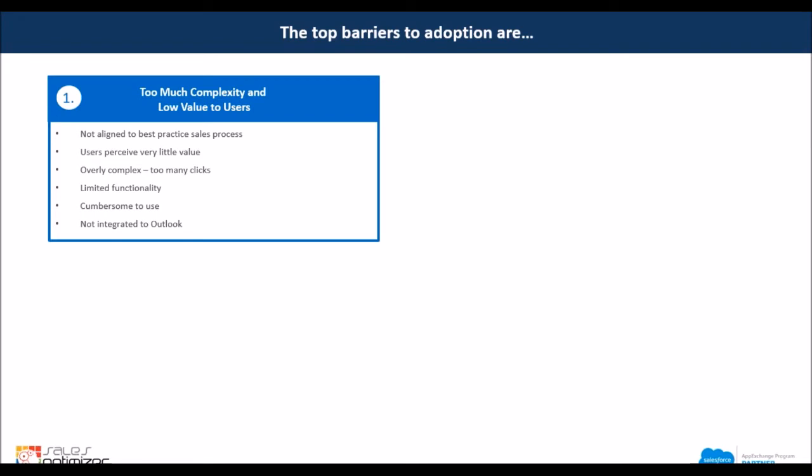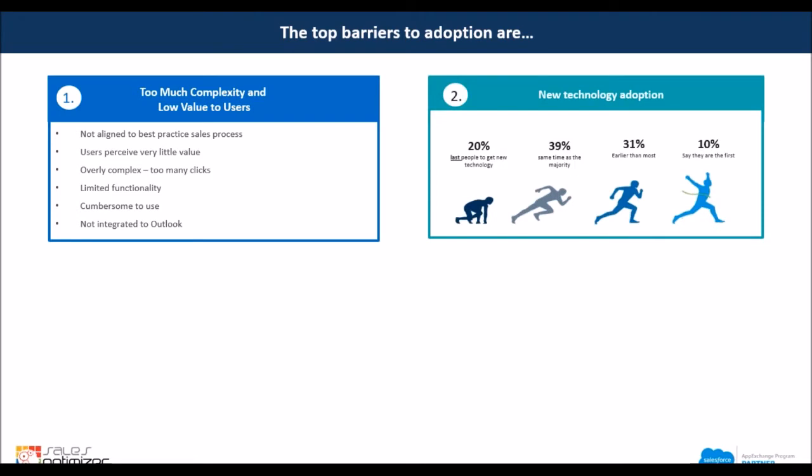So the first is this idea that there's too much complexity and too low value for the users. It's important that part of your transformation address these two issues and ensure that the design and implementation has the appropriate amount of simplicity in the end user experience while creating great value to the users. The second is this component, new technology adoption. Anytime you change technology, different people respond differently, and your implementation must be prepared to address this.